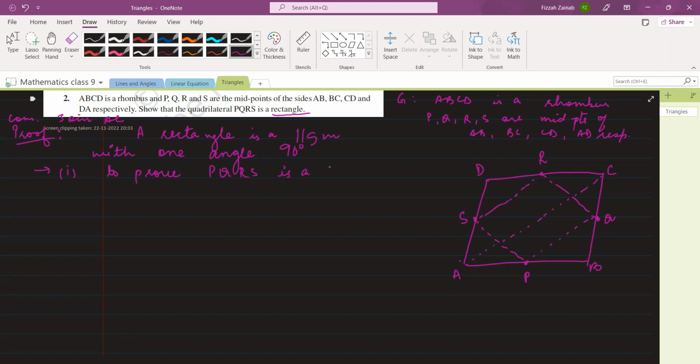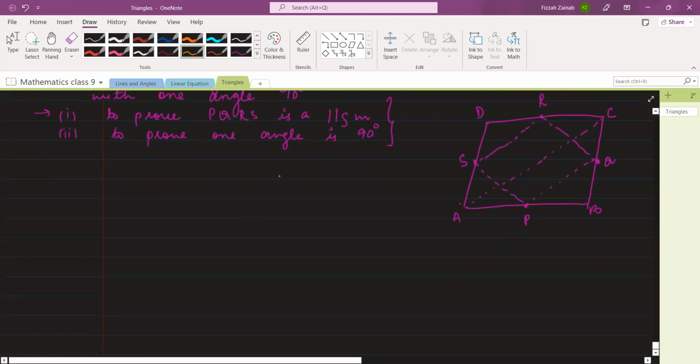PQRS is a parallelogram, right? And the second step here will be to prove one angle is 90, right? So this is for your understanding I'm writing. All right. So one by one, have you written this much, Jaslyn? Okay, so if I make a column and do simultaneously.